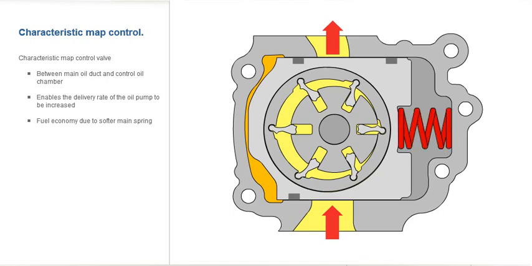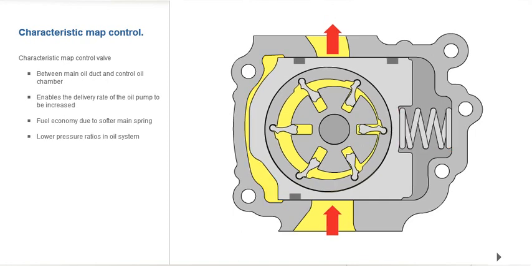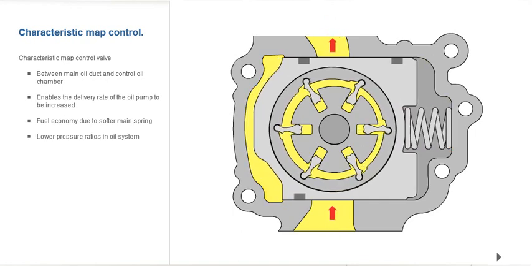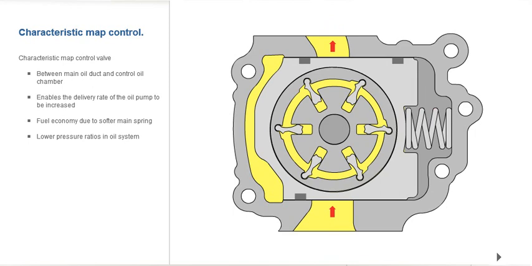A softer mainspring in the oil pump increases fuel economy. This displaces the pendulum slide towards the center even when the pressure in the control oil chamber is low, which ensures lower pressure ratios in the oil system in general.